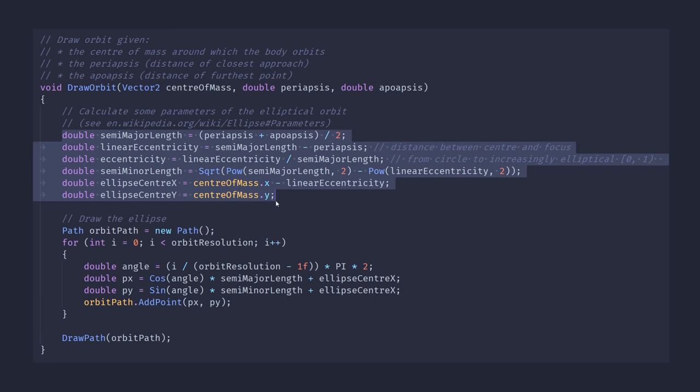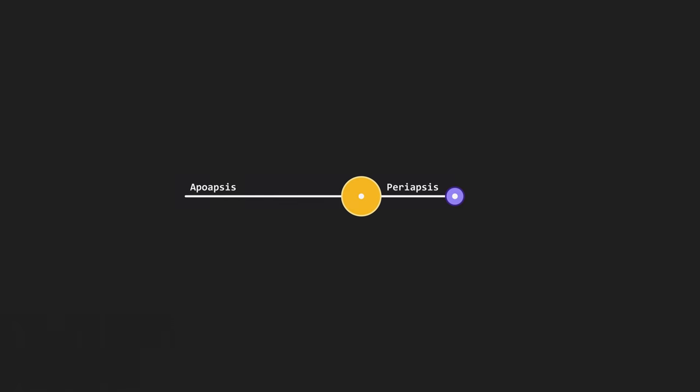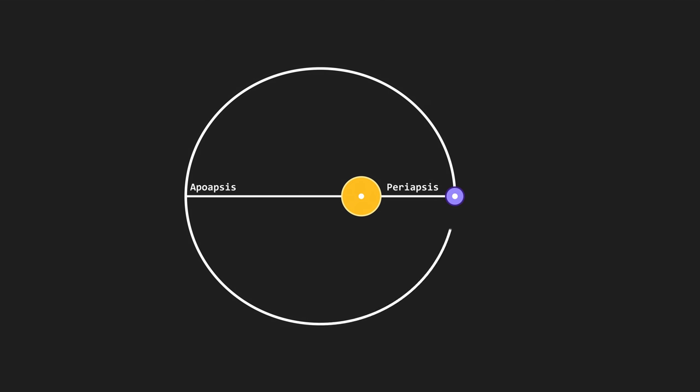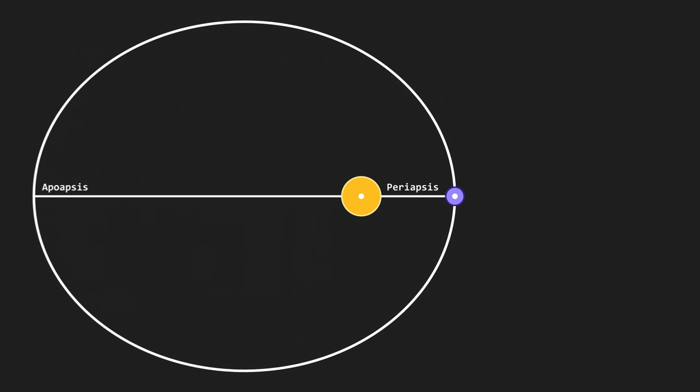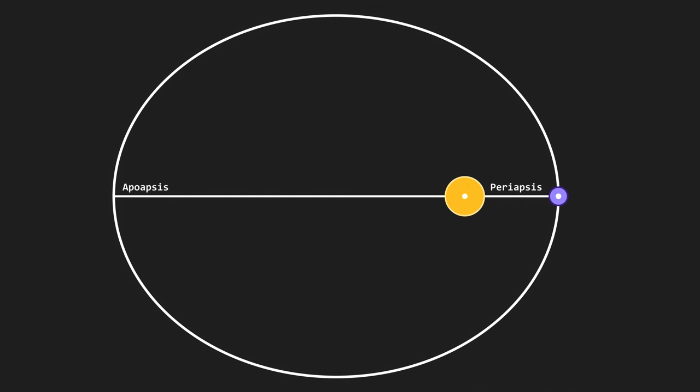So this just starts by calculating some properties of the ellipse, and it then generates a bunch of points along that orbit, and connects them up with lines to display them on the screen. And we can see that here. Let me increase the apoapsis a bit, just to get a nice elongated orbit. What we need to do now is figure out where along this orbit the body will be at any moment in time.